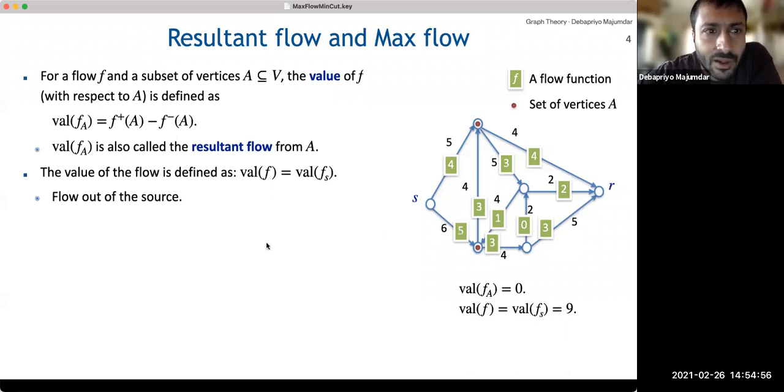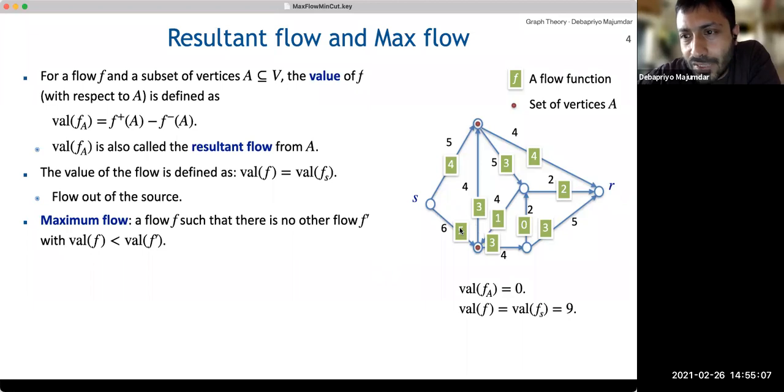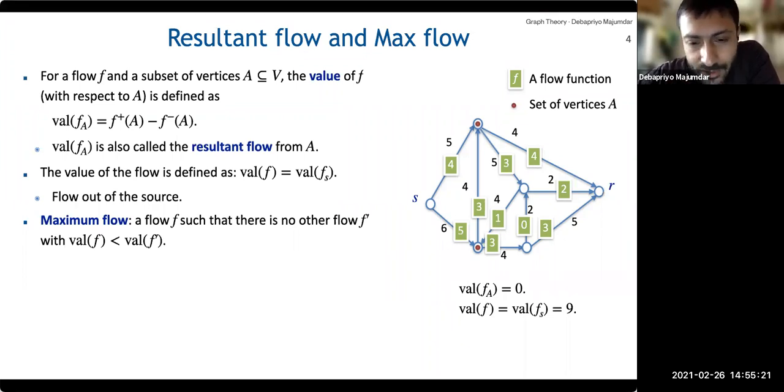Now, what is a maximum flow? A maximum flow is a flow such that there is no other flow with more value. Well, that's obvious. Here, what we are essentially doing is we are letting 9 units of whatever flow out of the source, and 9 units are getting into the sink, right? And you can intuitively already understand, we are going to actually show that also, that whatever comes out of the source has to get into the sink.